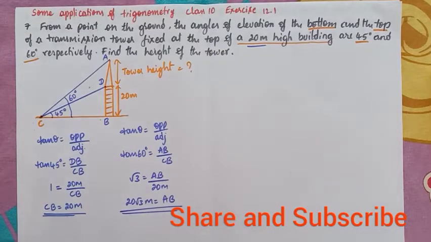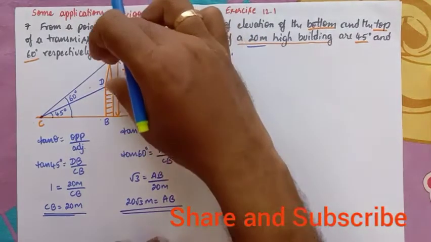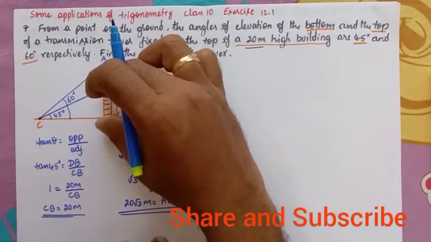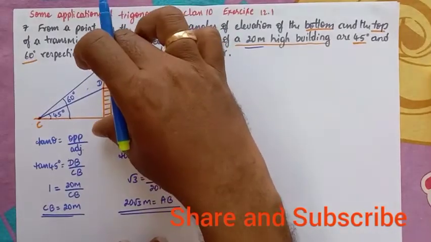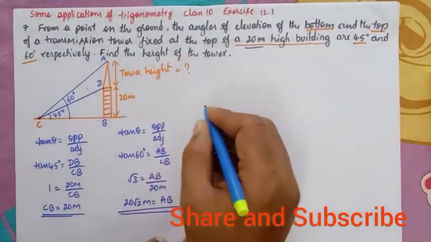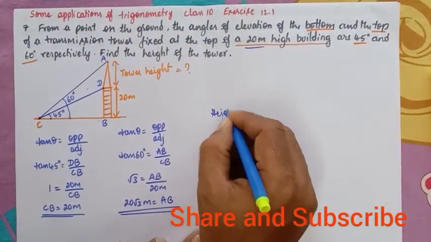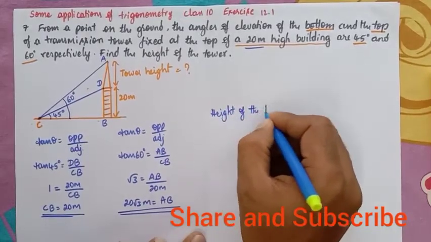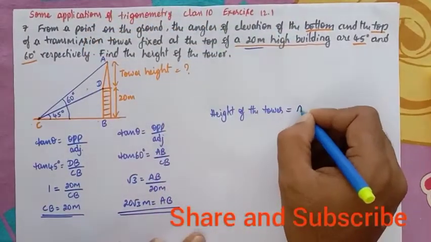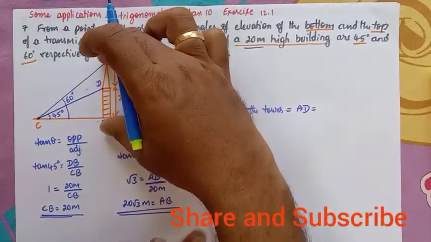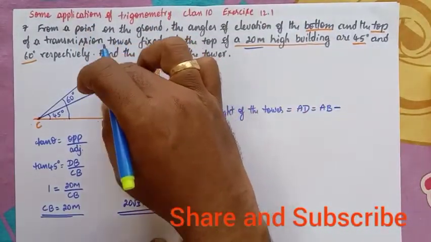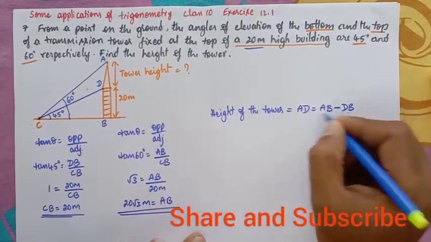So the final thing is to calculate the height of the tower. We know AB, the full total length. And if we subtract the building height from this total length, we will be getting the tower height. Height of the tower is equal to AD. How to get this AD means we have to take AB, full total length, minus the building height, that is DB. We will be getting AD.